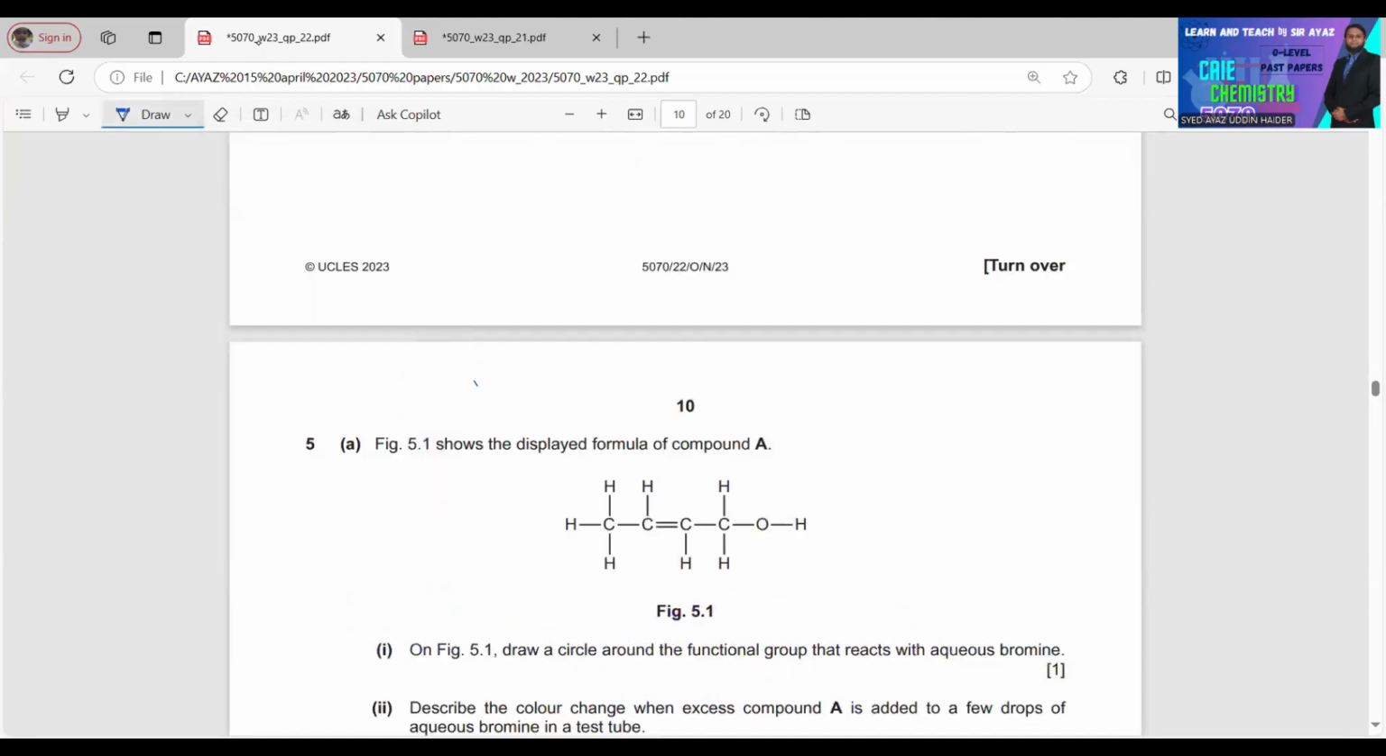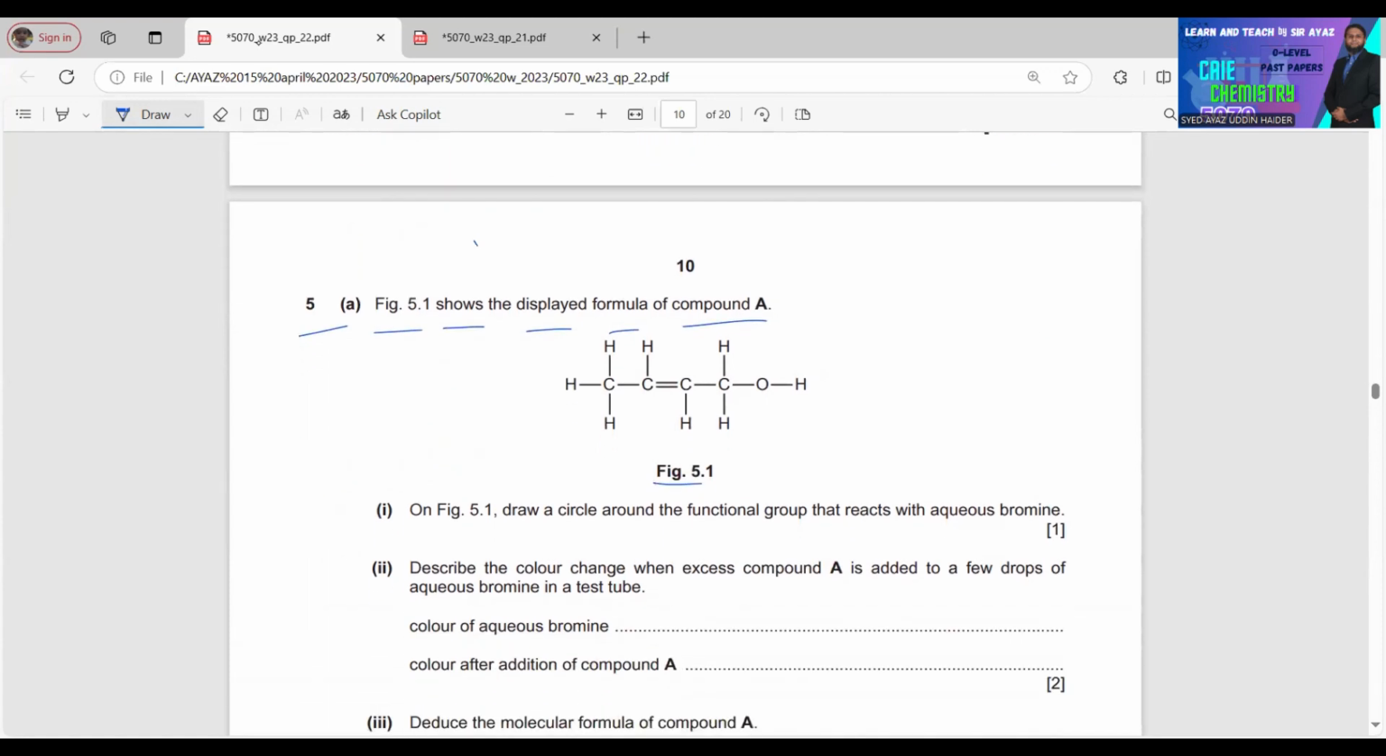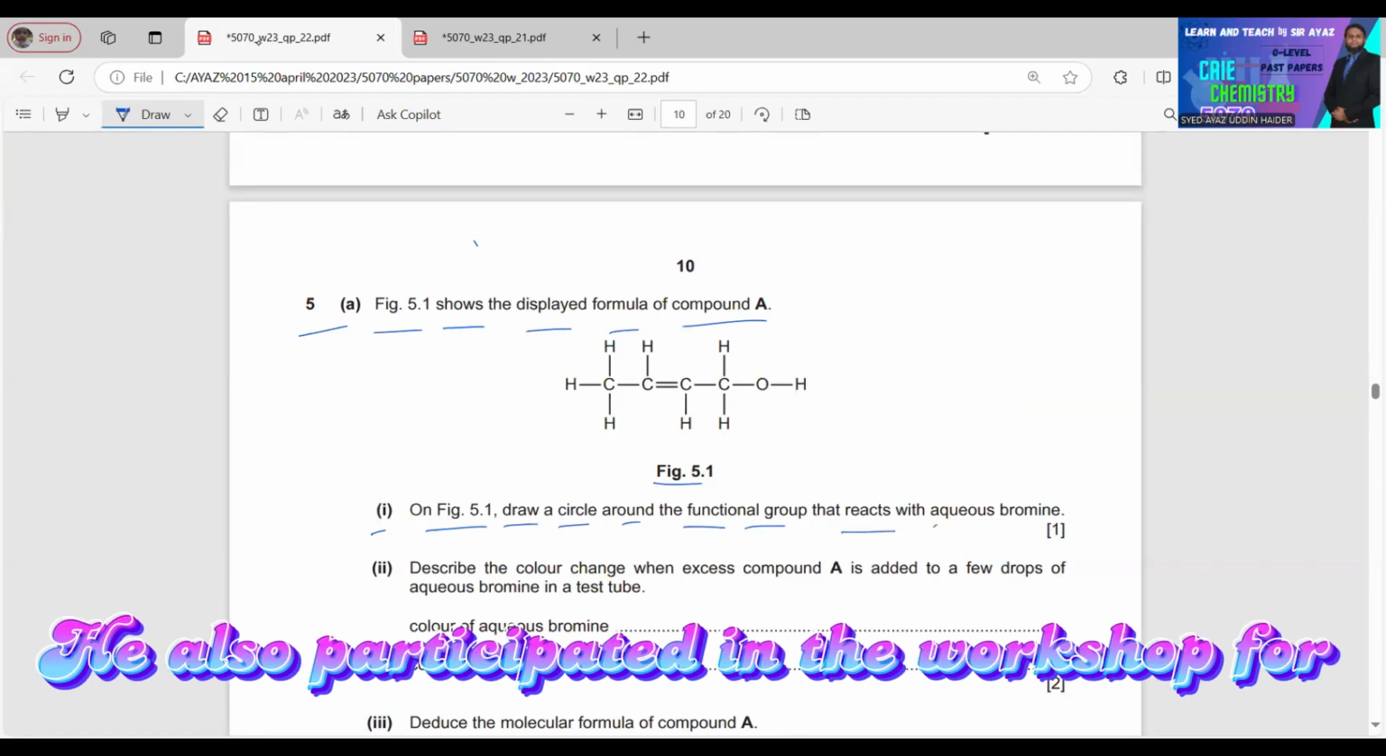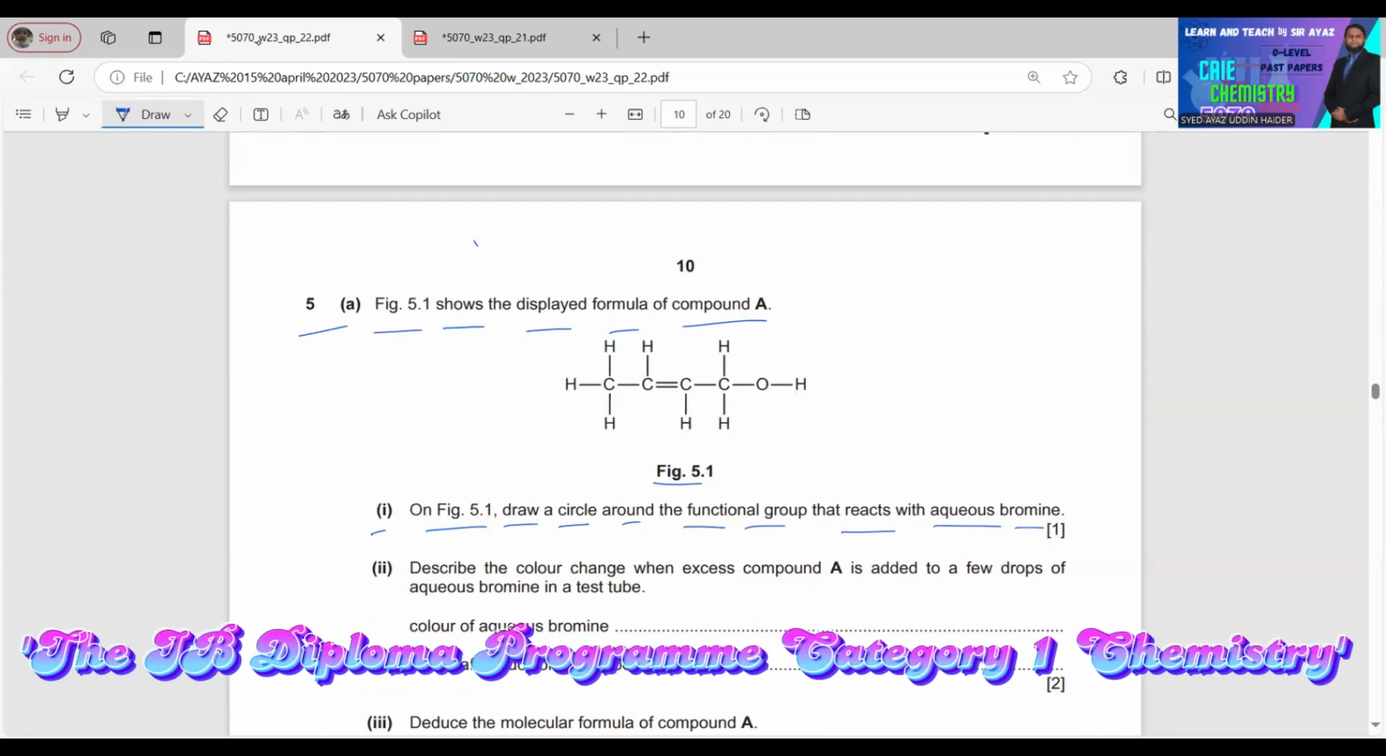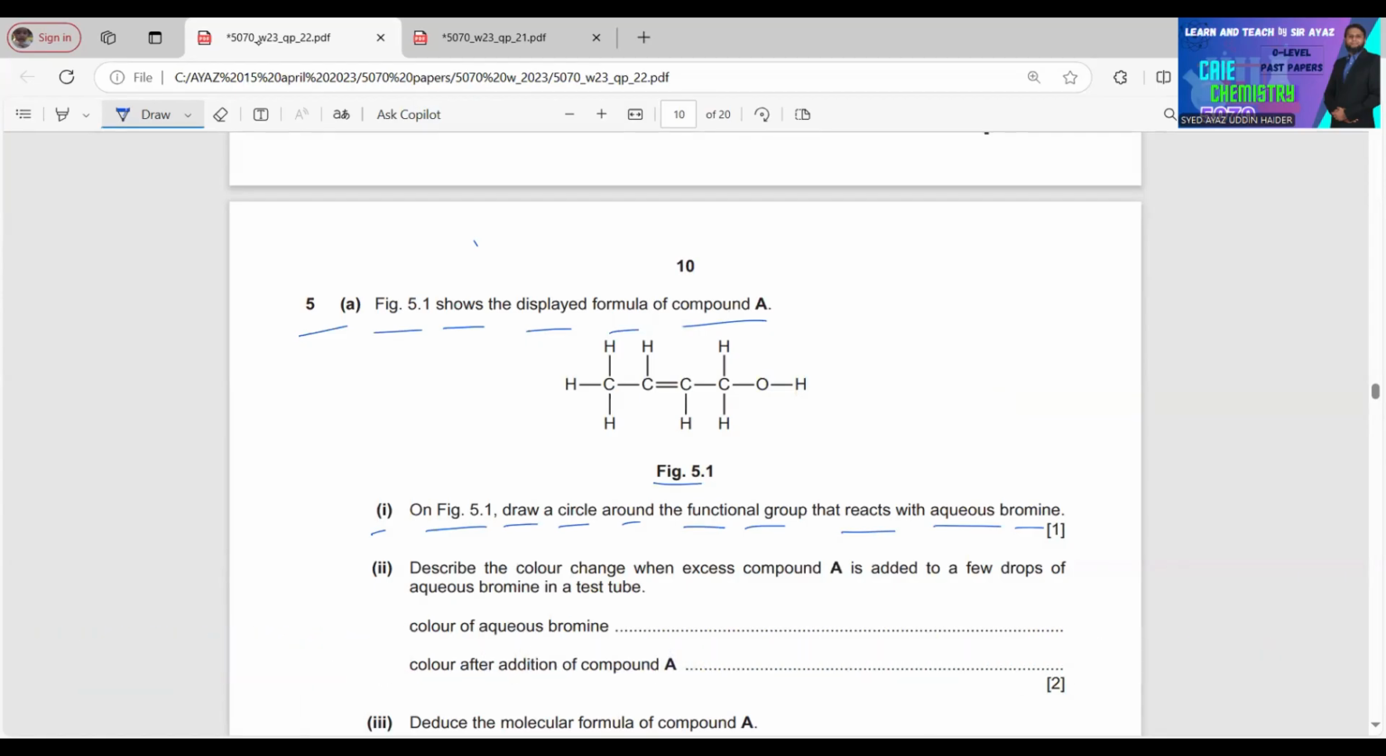Moving to next question, 5A, figure 5.1 shows the displayed formula of compound A. Here's figure 5.1. Number 1, on figure 5.1, draw a circle around the functional group that reacts with aqueous bromine. So it must be having a carbon-carbon double bond, which is reacting with aqueous bromine.